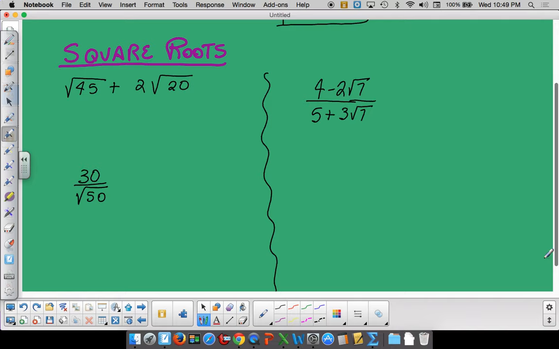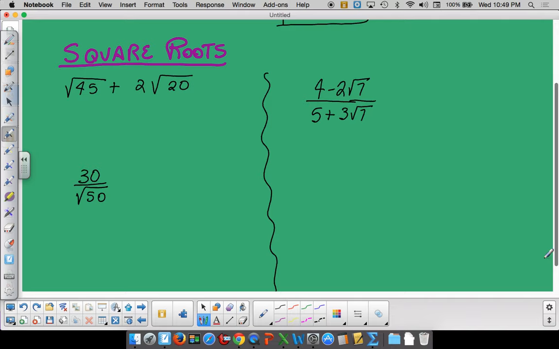And the answer is no. They have to have the exact same number in the roots to be able to add them. So hopefully you'll recall that you need to break down your roots, and then you see if they have like radicals, you can add them together. So we're looking for two numbers that make 45. One of them has to be a perfect square number.